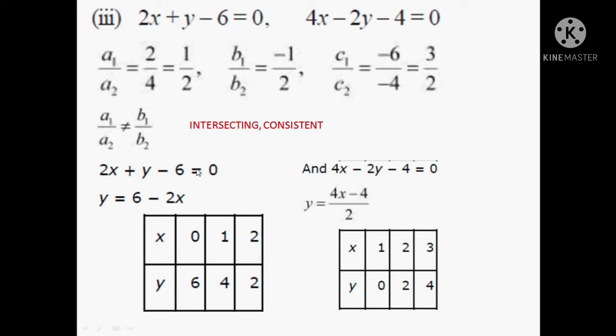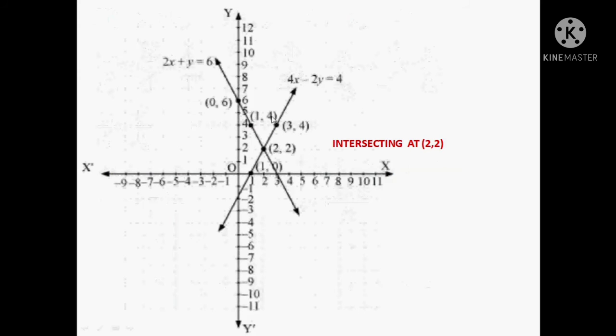Now, from the first equation, we can find out that y is equal to 6 minus 2x. Now, let us make the table. We are putting the values of x 0, 1 and 2 and therefore we will get y is equal to 6, 4 and 2. From the second equation, 4x minus 2y minus 4 is equal to 0, y is equal to 4x minus 4 by 2. So, when we put the values of x is equal to 1, 2 and 3, we get y as 0, 2 and 4. Now, let us plot them on a graph.